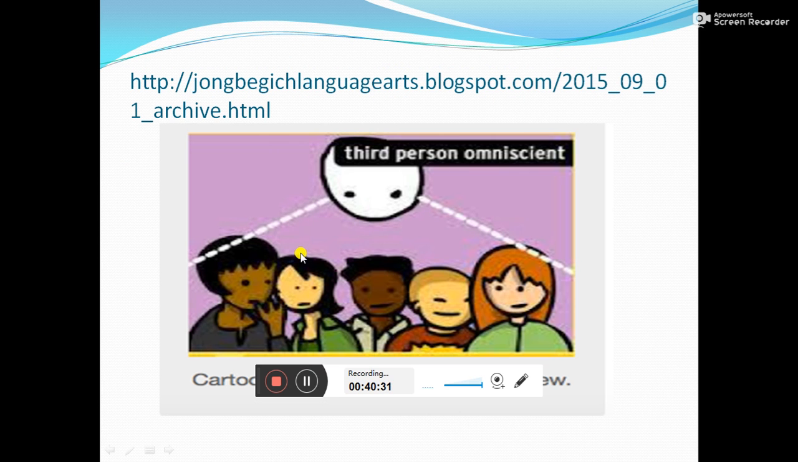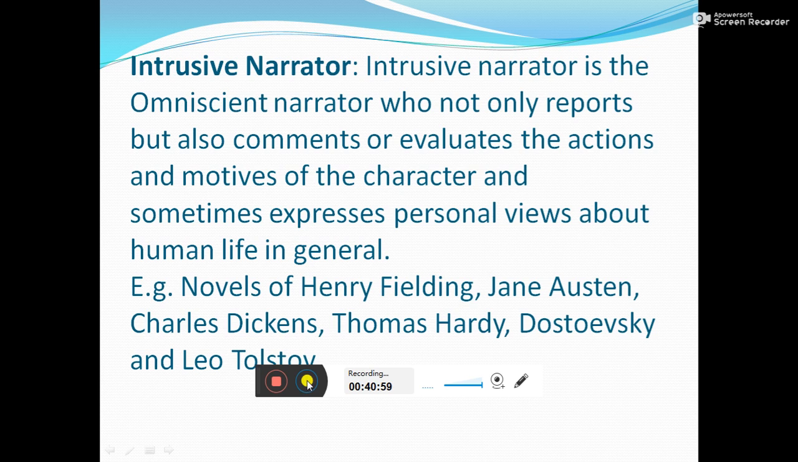See, this particular cartoon very clearly tells you the third person omniscient. See here, suppose this is the narrator. So he knows about all these people, their thoughts, what they speak, what they do, because kind of from above he is looking at them. He knows everything.